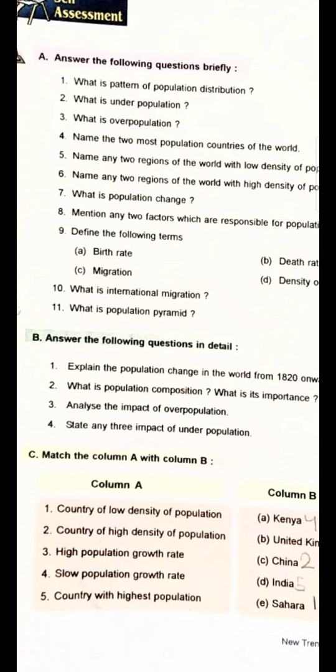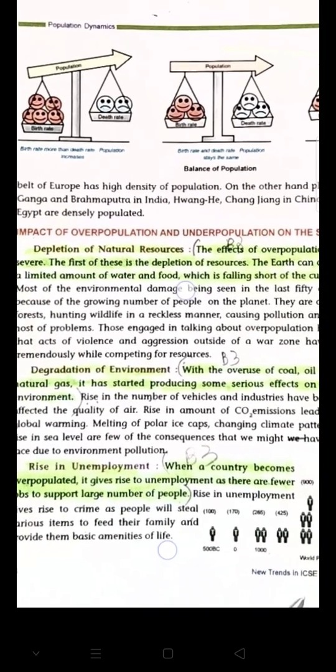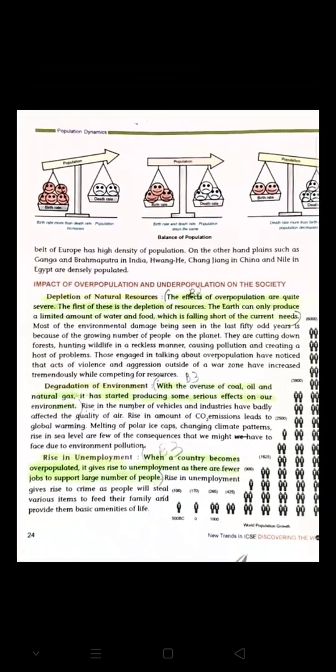Okay, our next question is, what is the impact of overpopulation? And to know the impact of overpopulation, we come to page number 24. Page number 24, and impact of overpopulation. There are 3 points and we'll briefly describe these 3 points. The effects of overpopulation are quite severe. The first of these is the depletion of resources. The earth can only produce a limited amount of water and food, which is falling short of the current needs.